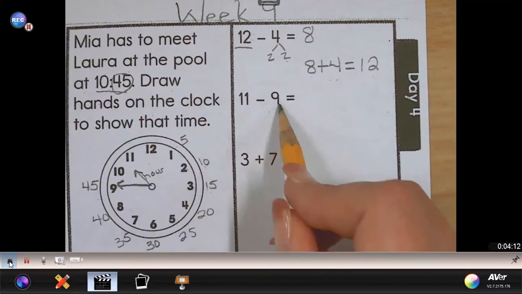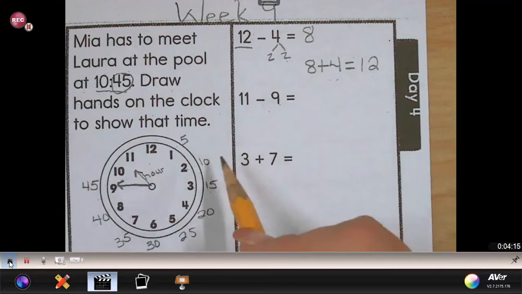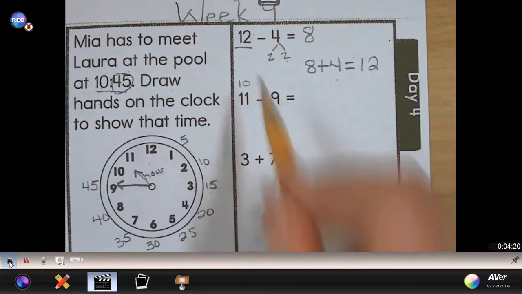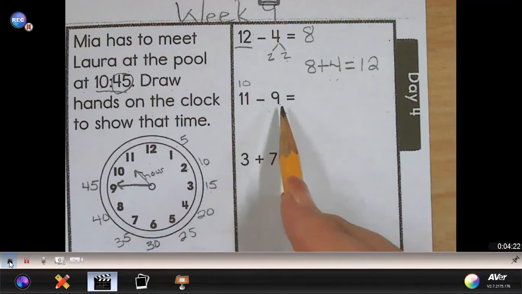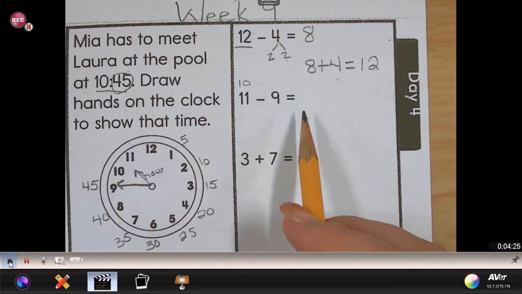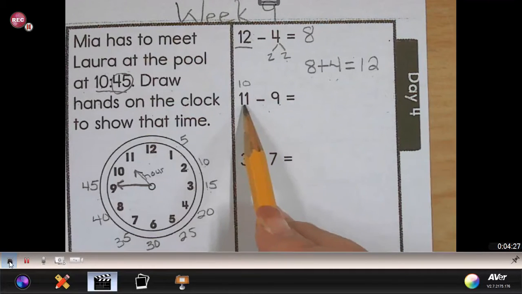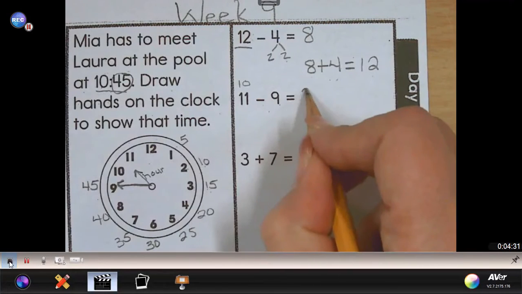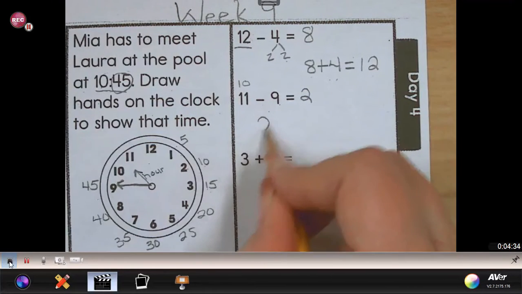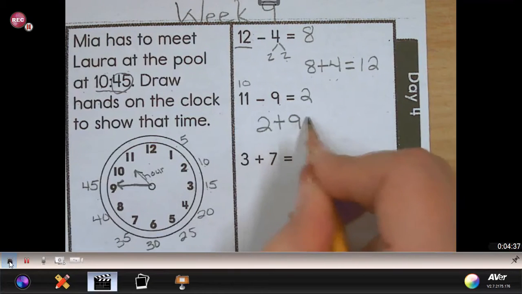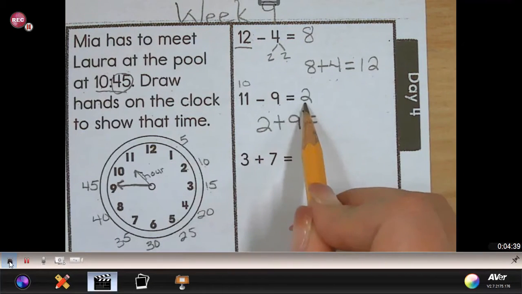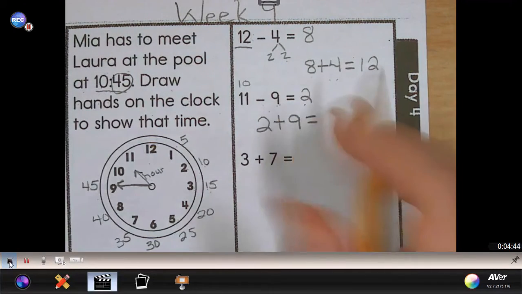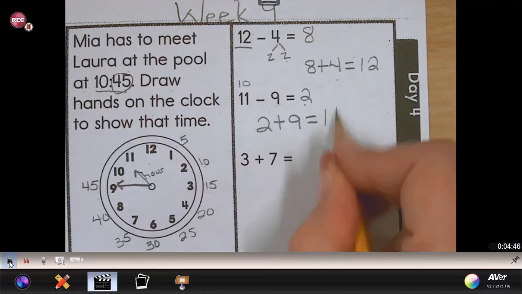11 minus 9. Now we could think of this one of two ways. If I know what 10 is, I can take this 10, and we know 10 minus 9 is 1. Or we count back from 11 to 9. We could say 11 minus 9 is 2. And we double check using addition. If I take my part and add it to the other part that we subtracted, 9 plus 2 is 11. 9, 10, 11.